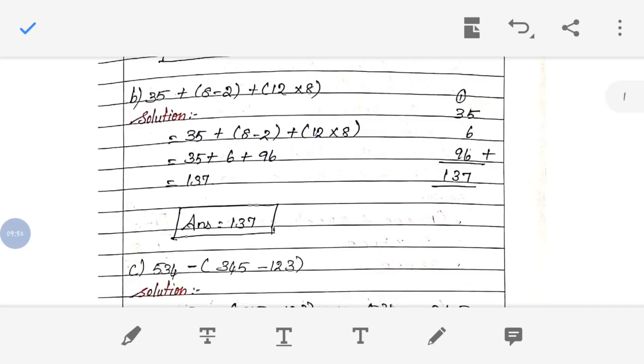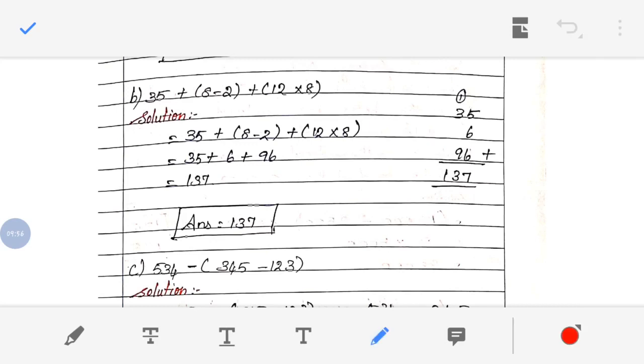Now the second subdivision, that is 35 plus (8 minus 2) plus 12 into 8. First we have to do the brackets, so first we do 8 minus 2. What is the value of 8 minus 2? That is 6. And 12 into 8, that is 96. Now we do the addition. If you add 35 plus 6 plus 96, you will get the answer 137. Let's move on to the next one.